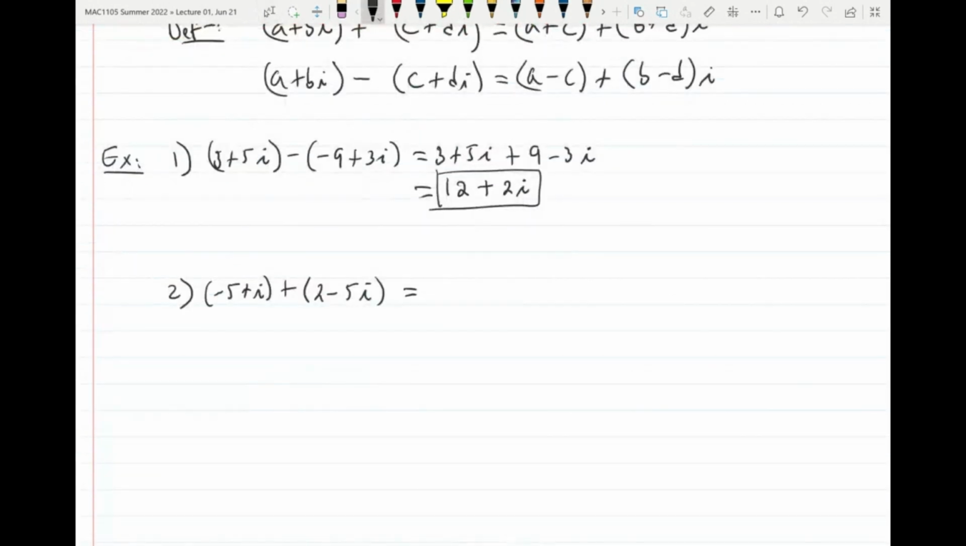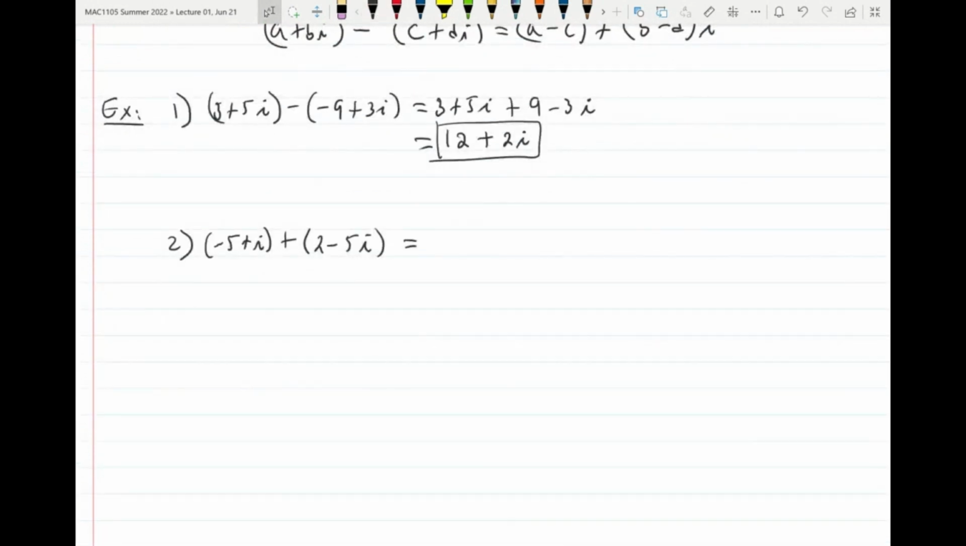So what about number 2? What's the answer? Negative 3 minus 4i. So negative 3 minus 4i. Good. Does everybody understand this? Let's combine the numbers. Combine the i's.